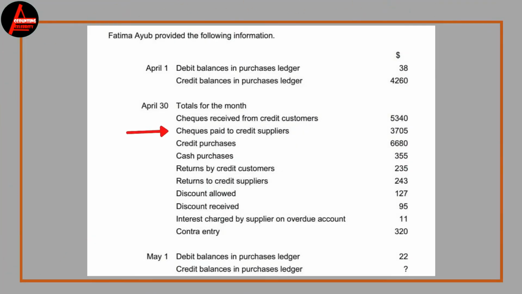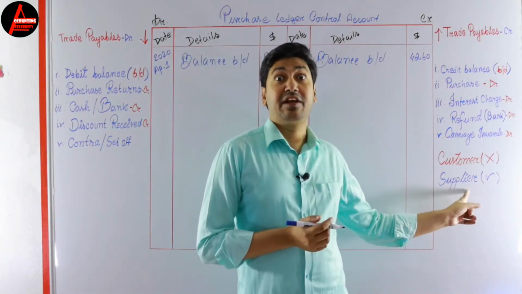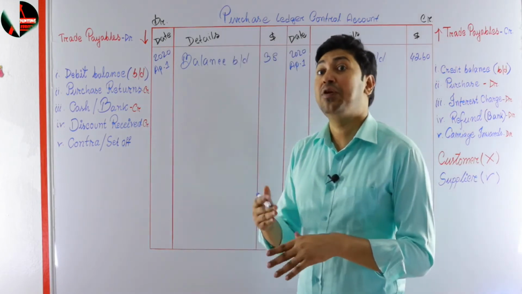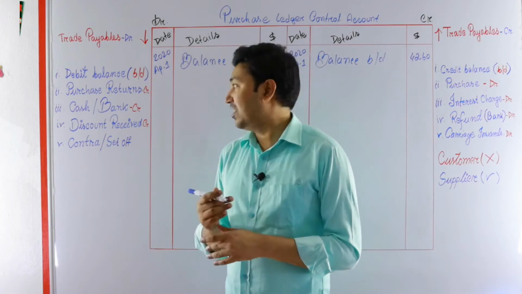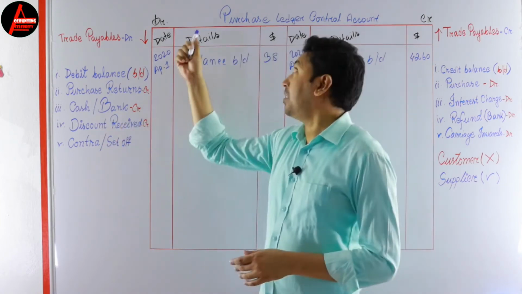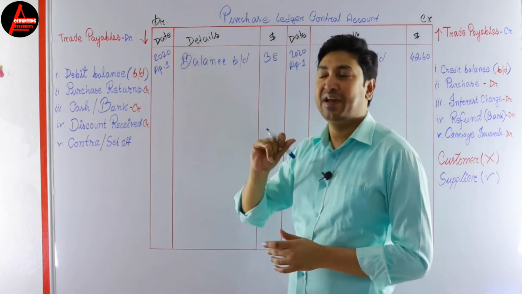Let us have a look at the next one. Checks paid to the credit supplier, $3,705. Yes, supplier related items we have to take. Check means bank. We paid money by check, so it is a bank. So bank is credit and purchase ledger control account is debit. So we have to record in the debit side.